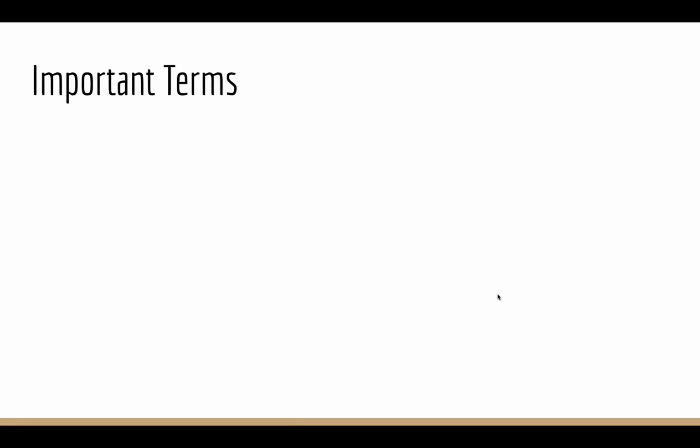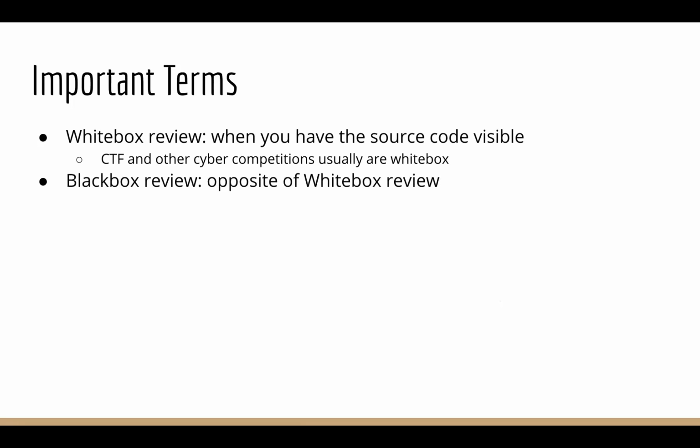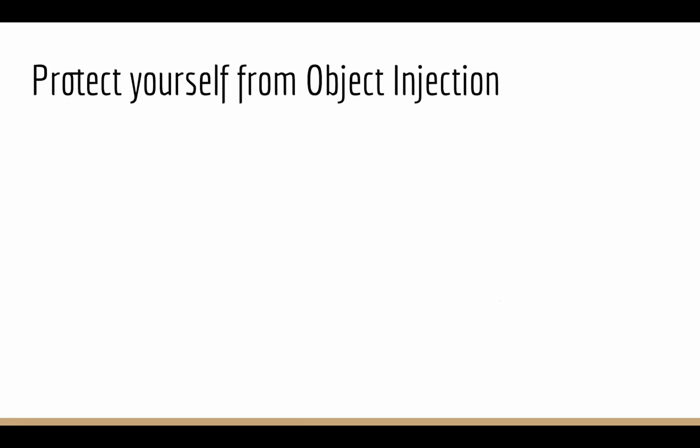So some important terms I'm going to talk about when you have to protect yourself against this is whitebox review. It's when you have the source code visible. CTFs and other cyber competitions are usually whitebox. They give you the source code. And now black box review is basically the opposite of white box review, where you don't have access to source code and you have to do some testing without knowing the source code.